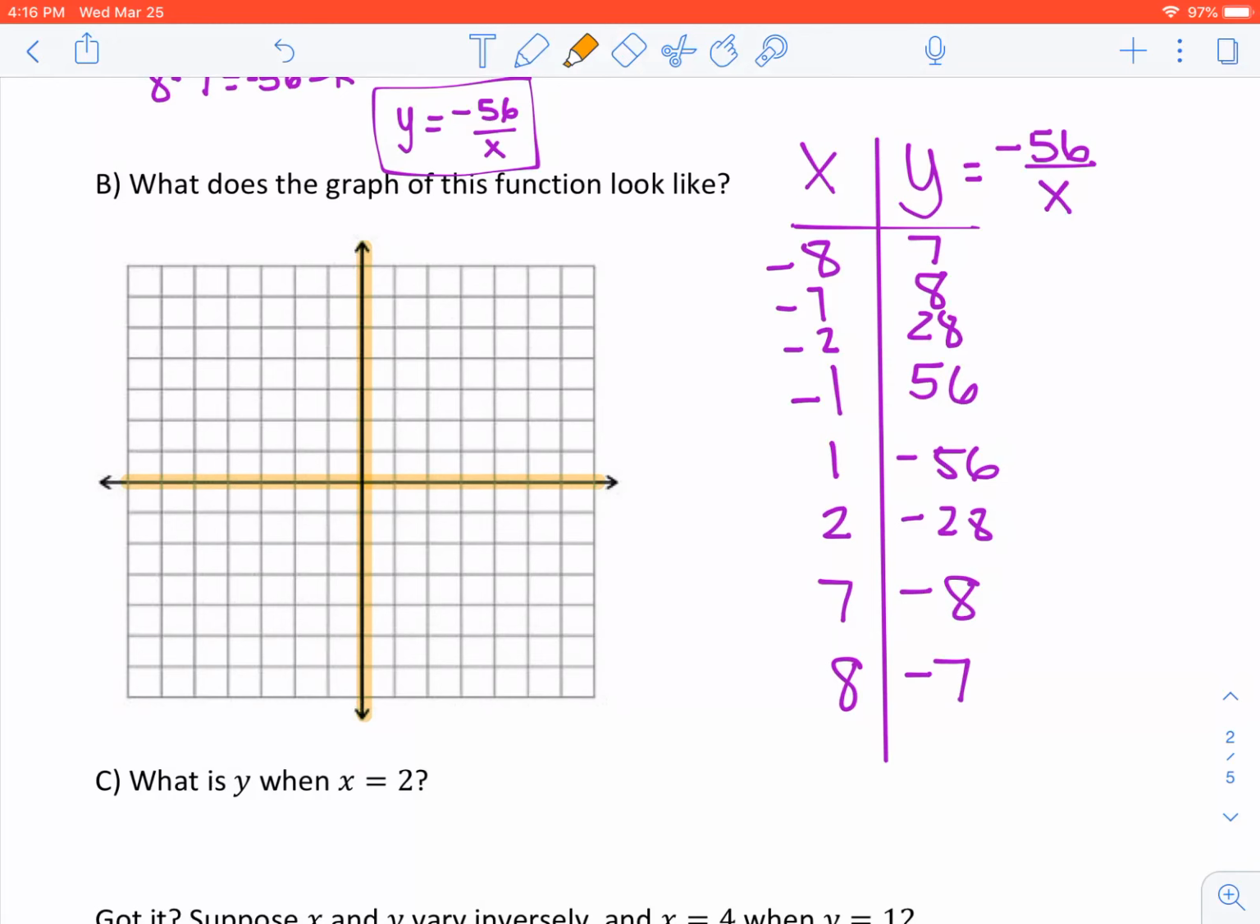For now, let's just go ahead and plot our points. So negative 1, 56 is going to be really, really big. Negative 2, 28 is going to be really, really big. Negative 7, comma 8. 1, 2, 3, 4, 5, 6, 7. And then, oh sorry, negative 8, comma 7. That's what I meant to do first. 1, 2, 3, 4, 5, 6, 7, 8. And then negative 7 will be somewhere up here.